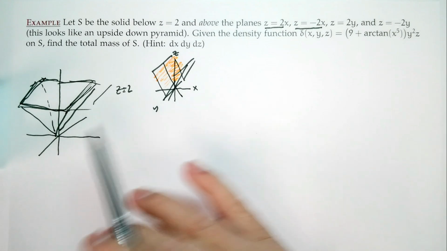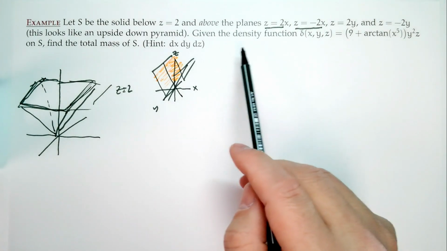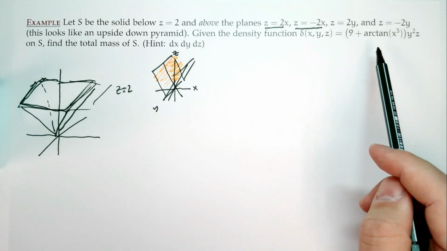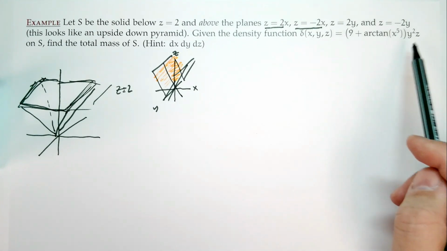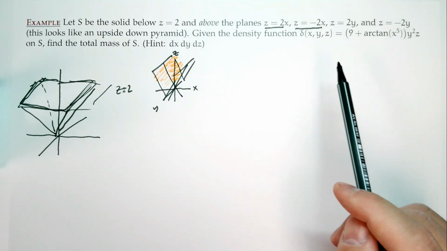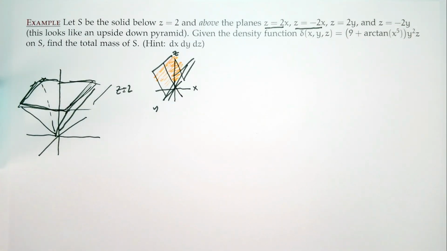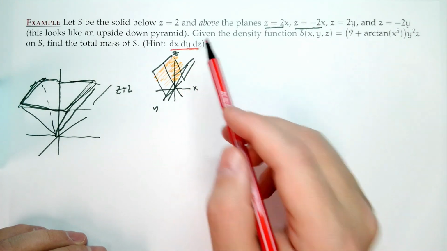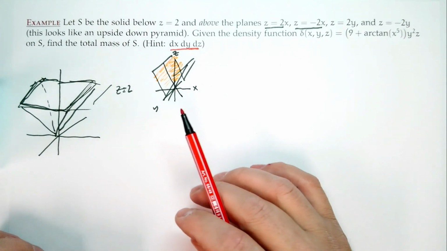Now, for this shape, we're given the density function delta of xyz is 9 plus arctangent x to the fifth y squared times z. And we have to find the total mass. Now, looking at this, we have to make a choice. Now, there's a hint here given to us, which says, hint, dx, dy, dz. Now, that's a pretty solid hint. So we're going to go in that direction.